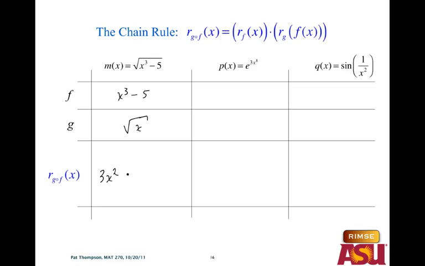3x squared times. Now, is it the rate of change of g with respect to x? No, it's the rate of change of g with respect to f, meaning we're going to keep that function f plugged in as it is. Yes, g is square root, but we're not going to evaluate the rate of change on the square root of x, but of f of x. So we know it's 1 over 2 square root of not x, but f as it is.